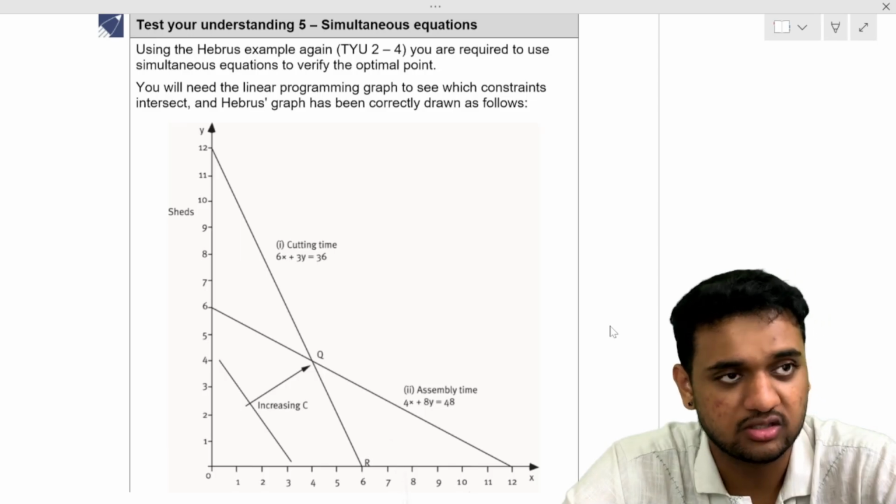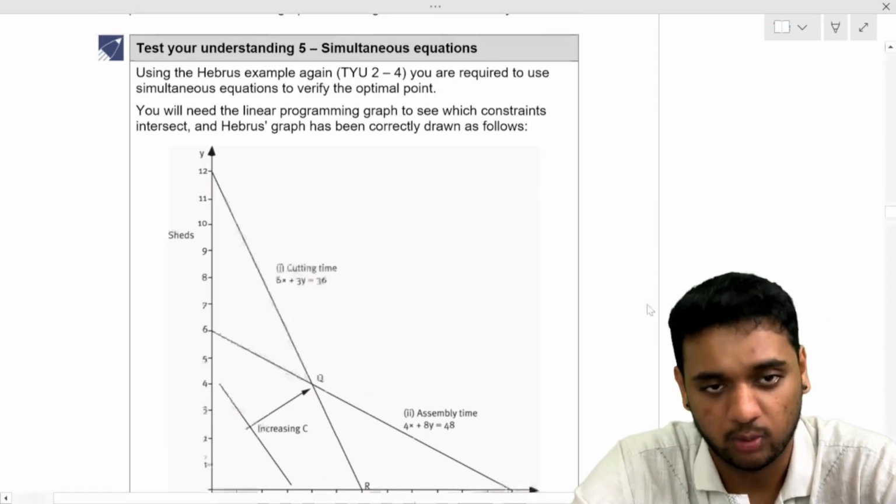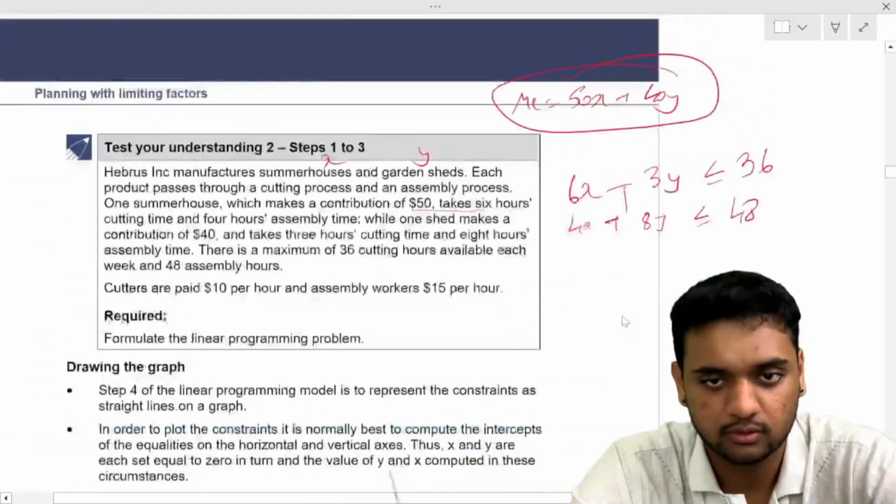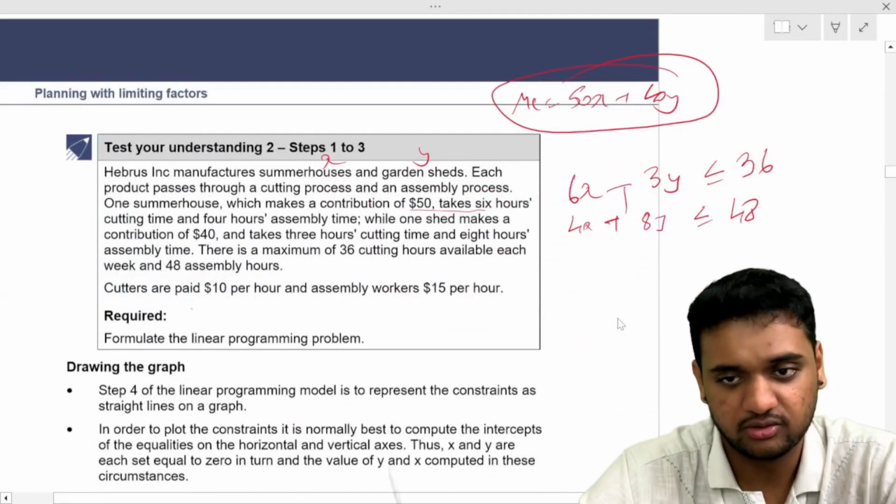Solve the 2 equations we found out and tell me what X and what Y we are getting. These 2 equations.